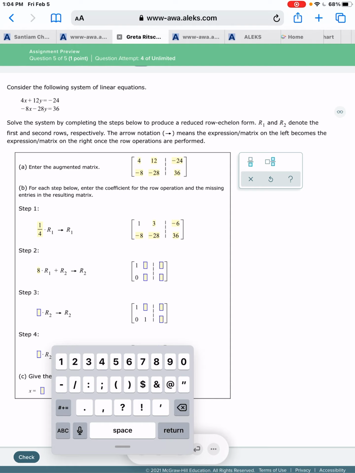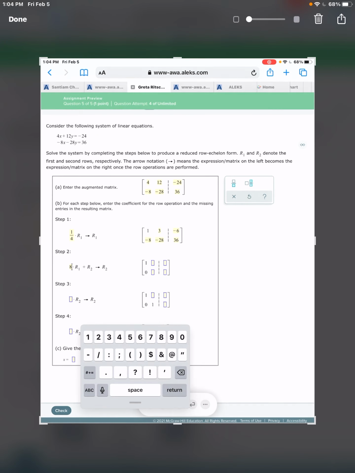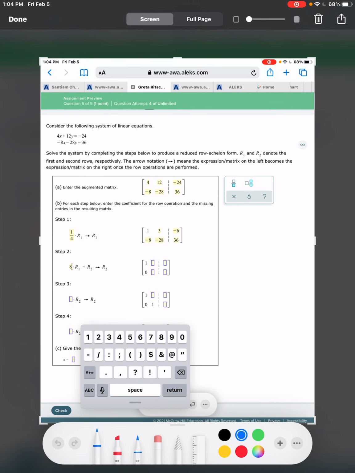We're not actually going to use that multiplied row past this step. So we're going to go 1 times 8 is 8, and we're going to go 3 times 8 is 24, and then we're going to go negative 6 times 8, which is negative 48.